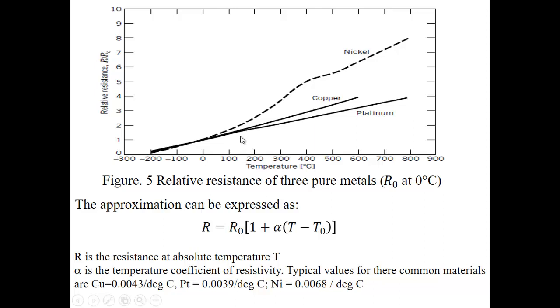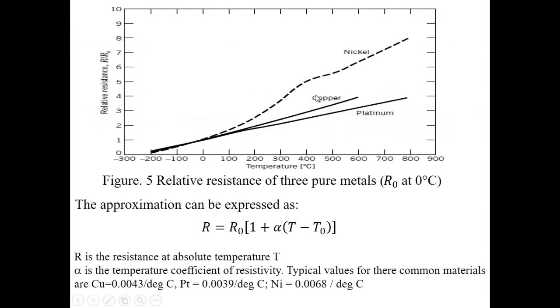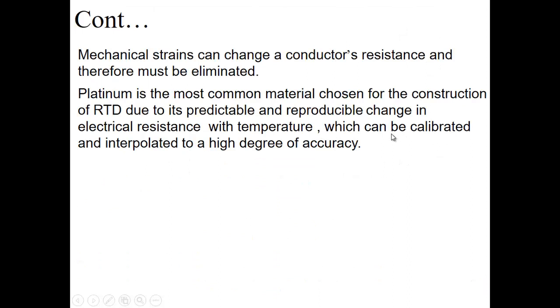Okay, mechanical strength can change a conductor's resistance and therefore must be limited. The mechanical strength, kalau boleh kita elakkan semasa capture the temperature with respect to the electrical resistance. Okay, platinum is the most common material chosen for the construction of RTD. This is the platinum that I showed to you, due to the predictable and reproducible change in electrical resistance with temperature, which can be calibrated and interpolated to a high degree of accuracy.